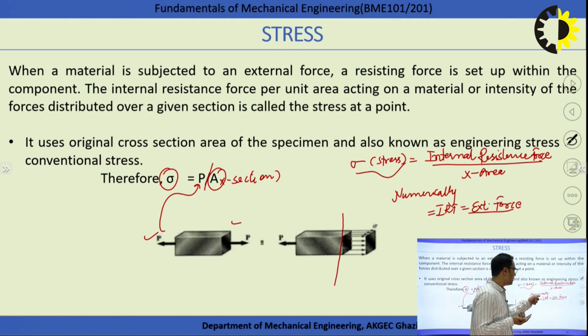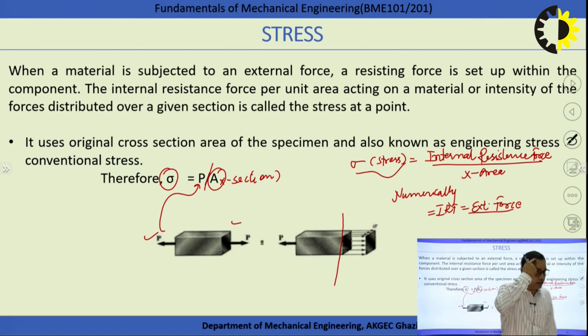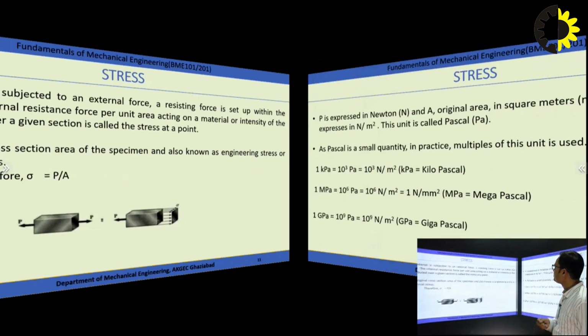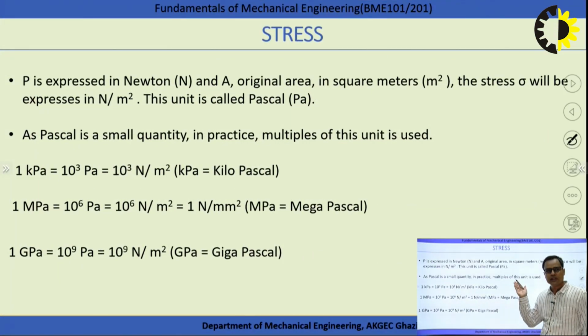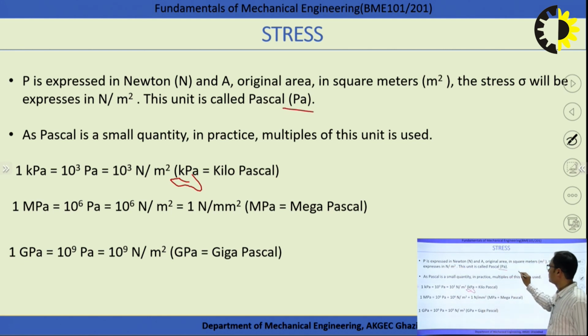We have already discussed how the load is acting here on this area. This is the normal to the surface. If the load is normal to the surface, the stress produced will be the normal stress. So simply we can define stress: it is the internal resistance force per unit cross section area, right? Beyond this, the unit: the force unit is Newton, and area is meter square. So the unit becomes Newton per meter square, and this is also called the Pascal.